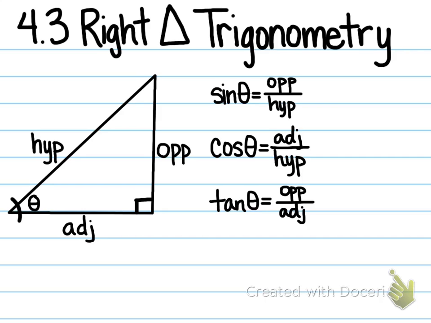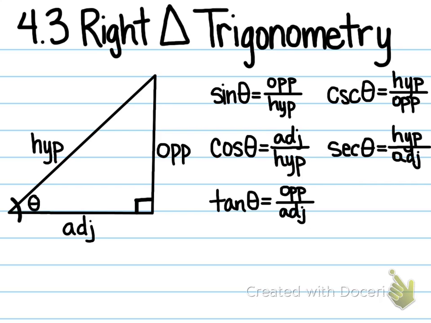Okay, so we can take those 3 trig ratios and we're going to add 3 more trig ratios. The next is called the cosecant. Cosecant is always the hypotenuse over the opposite. Next is secant of the angle is equal to the hypotenuse over the adjacent. And then cotangent is equal to the adjacent over the opposite.